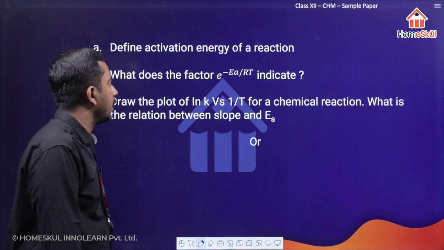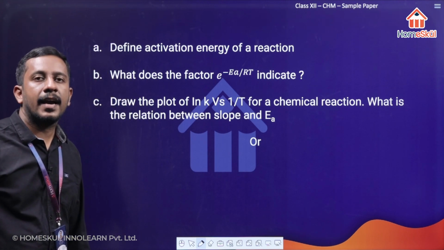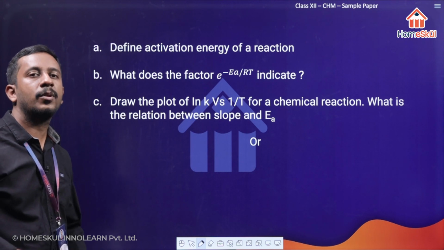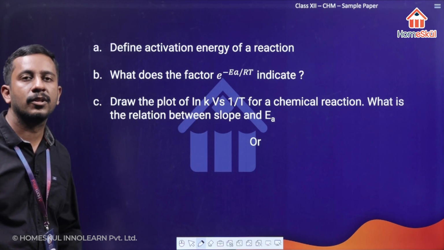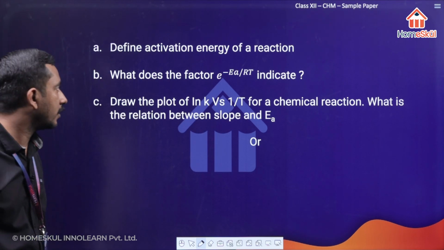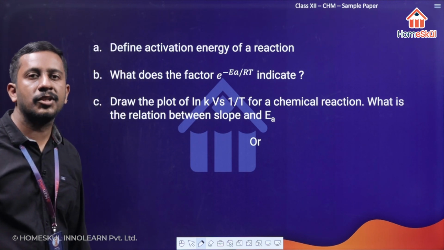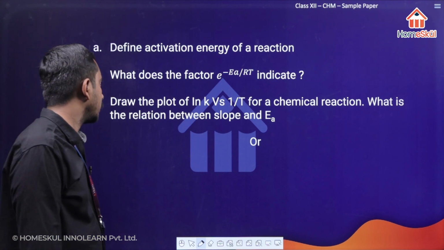So that activation energy is the minimum energy that the reactant should possess so that it could get converted into products, or that is the amount of energy that is required for the formation of the activated complex or the transition state in a reaction. Right? So only those molecules having activation energy or a greater amount of energy will be getting converted into products.